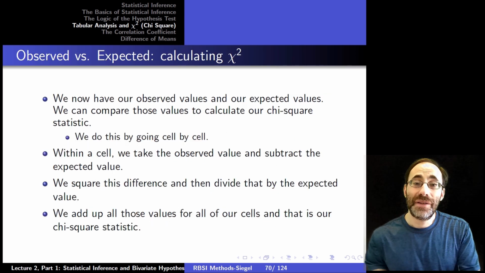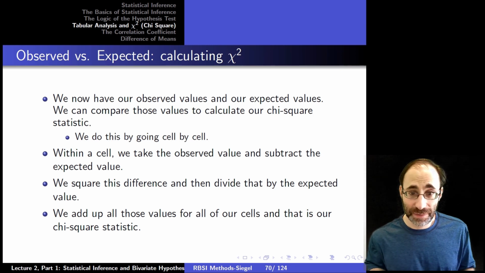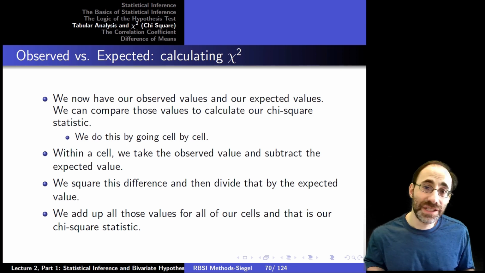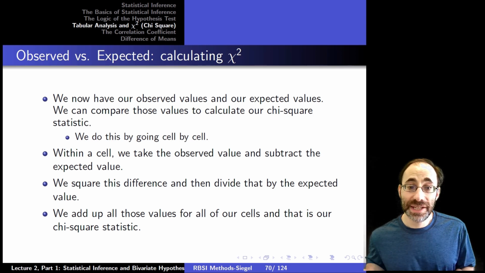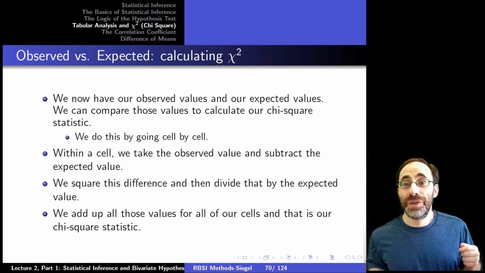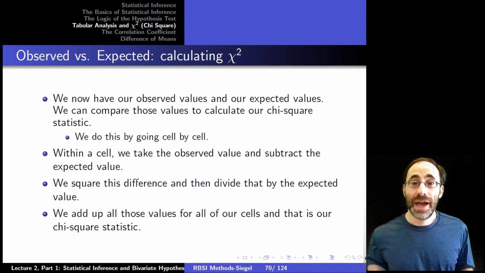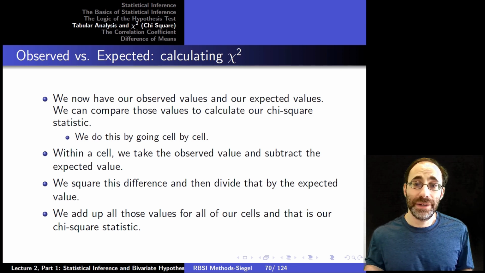Okay. So now that we have an expected table, we have to compare it to our observed table. By doing that, we can then calculate our chi-square statistic and make our comparisons that we need. We're going to do this comparison cell by cell. So we have 4 cells in our table. Within each cell, we're going to take the observed value, the one we actually got, and subtract from the expected value. Now we don't want negatives here, so we're going to square that difference.